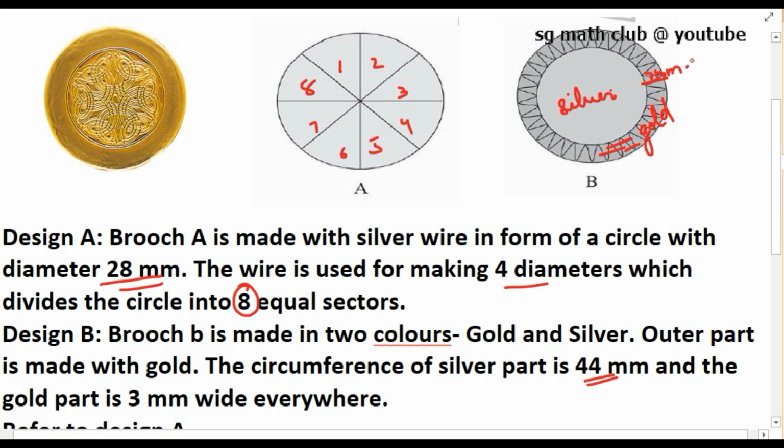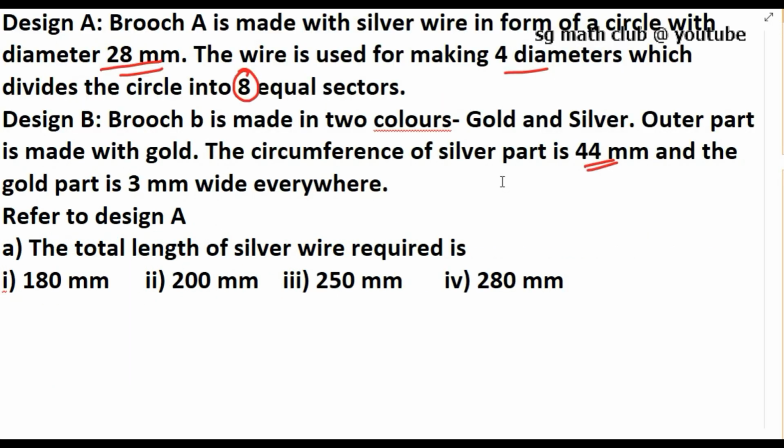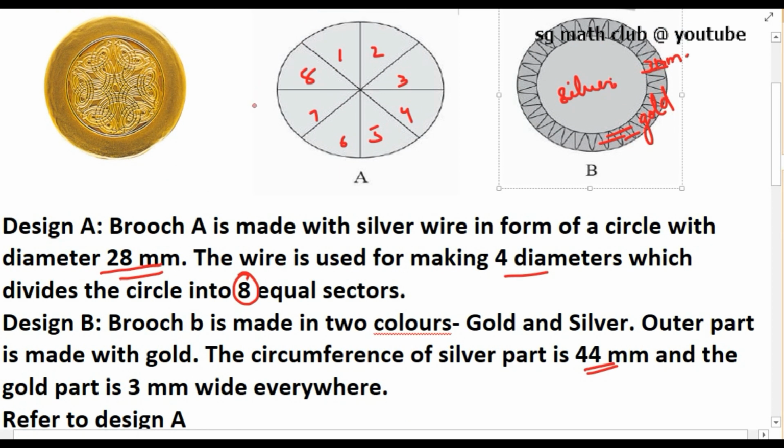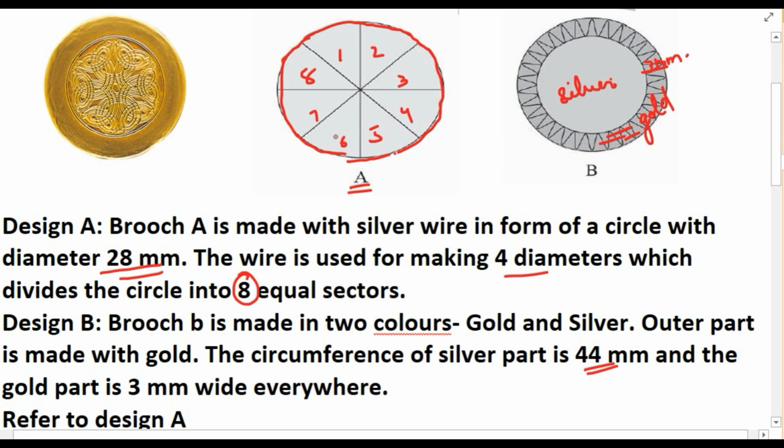Now we will see the question. The first question is the total length of the silver wire required. You have to refer to design A; they have given that clearly. So for the total length of the silver wire required, we have 4 diameters, each of length 28 mm, and this is also made of silver wire. So we have to add the 4 diameters plus the circumference of this circle.